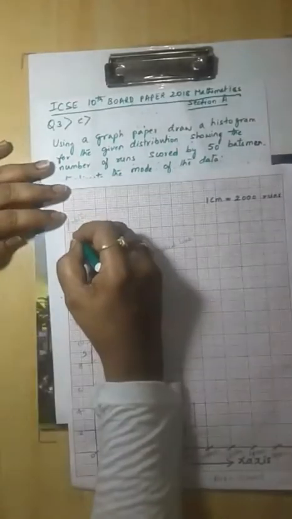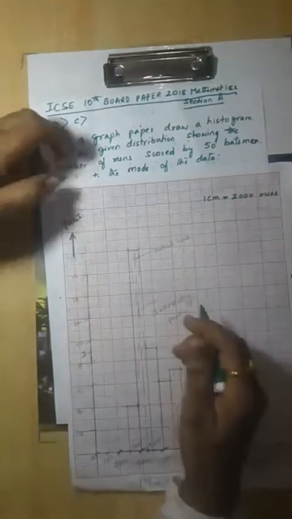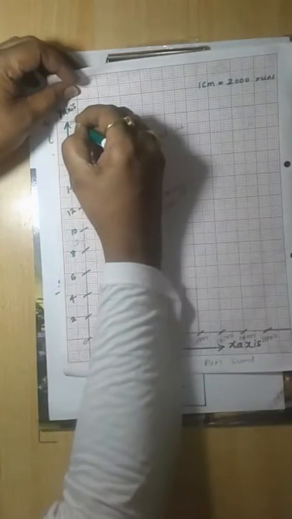So according to the y-axis, we are considering the number of batsmen. For 1 centimeter we have taken 2, and this one will be 4, this will be 6, next centimeter will be 8, next will be 10, 12, 14, 16, 18 and 20. So these are our readings.